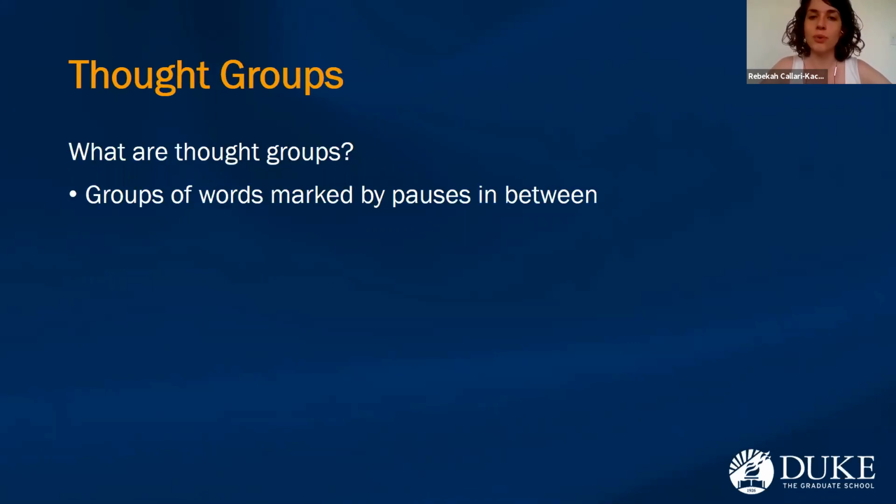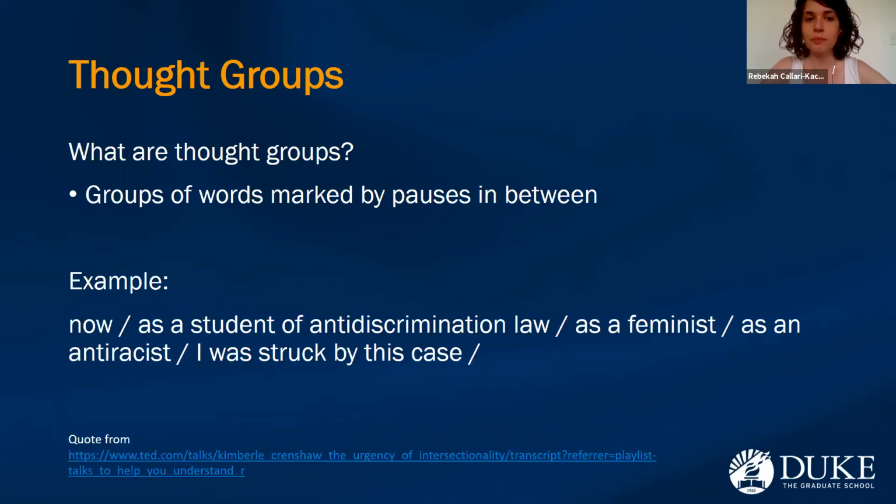Thought groups are groups of words which are marked by pauses in between. So for example, "Now, / as a student of anti-discrimination law, / as a feminist, / as an anti-racist, / I was struck by this case." Usually in this class, we will also be marking thought groups using this forward slash.